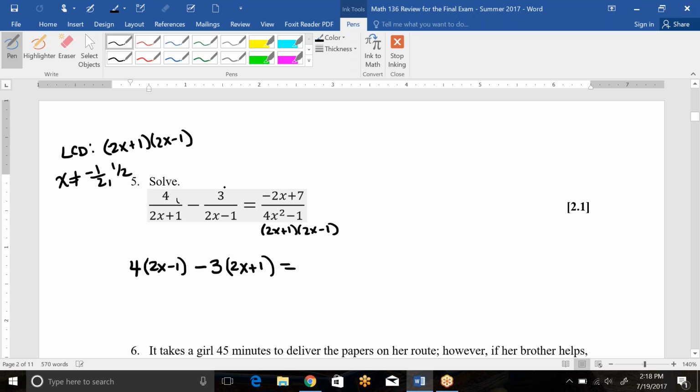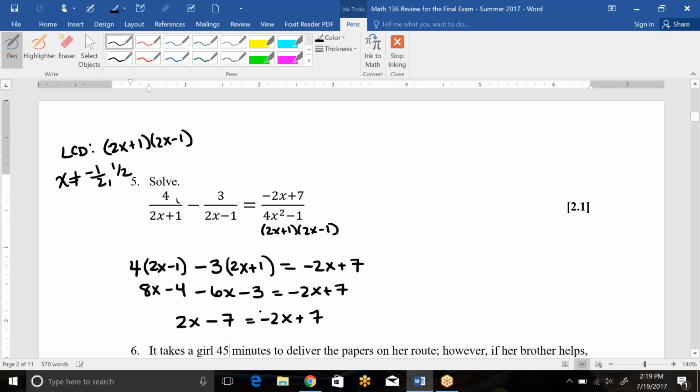And then on the right side, both denominators would cancel out. The pieces would cancel with what we multiply. So that would just be negative 2x plus 7, just the numerator. We're going to distribute this out, so this would be 8x minus 4 minus 6x minus 3 equals negative 2x plus 7. Combine like terms, that'll be 2x minus 7 equals negative 2x plus 7.